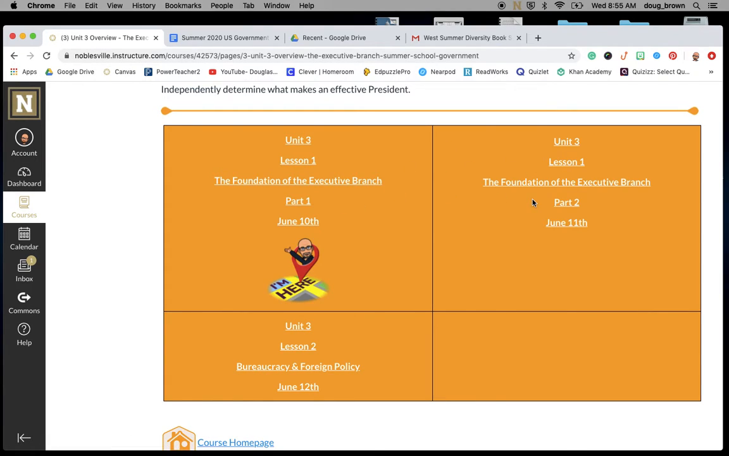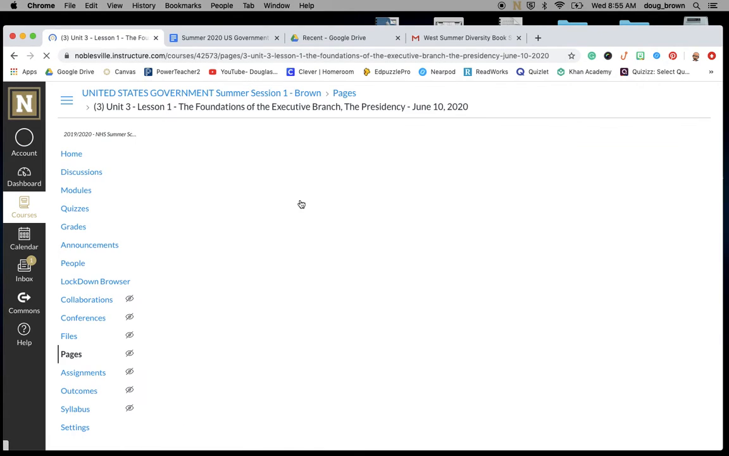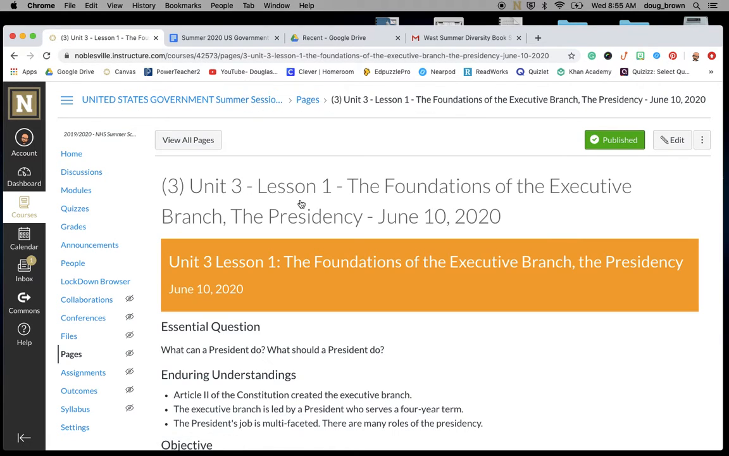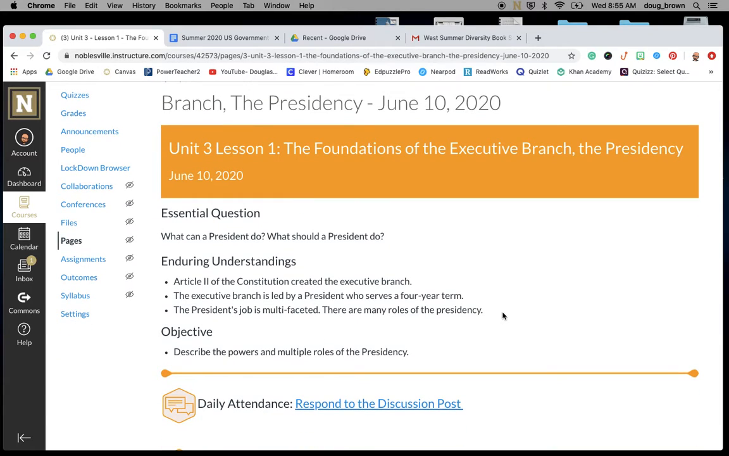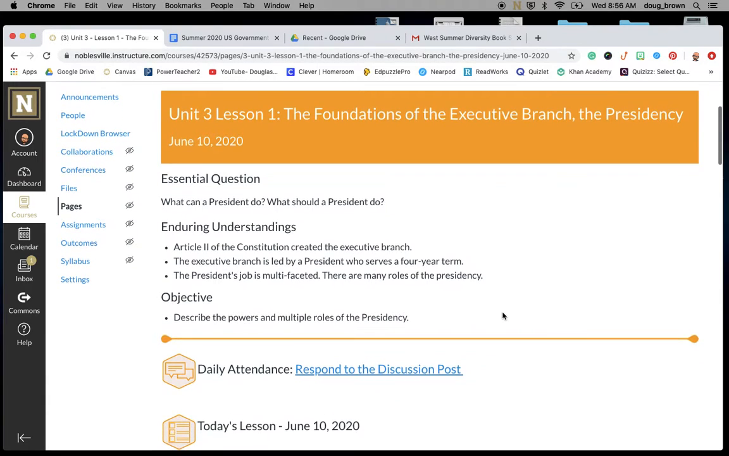All right, anyway, we've got Unit 3, Lesson 1, which was a monster when we started organizing this course. So we broke it down into two parts, Executive Branch, Part 1, and Part 2. We're going to take care of Part 1 today on June the 10th. What can a president do? What does the Constitution allow the president to do? What should a president do? And if you want to add another question, what should a president not do?